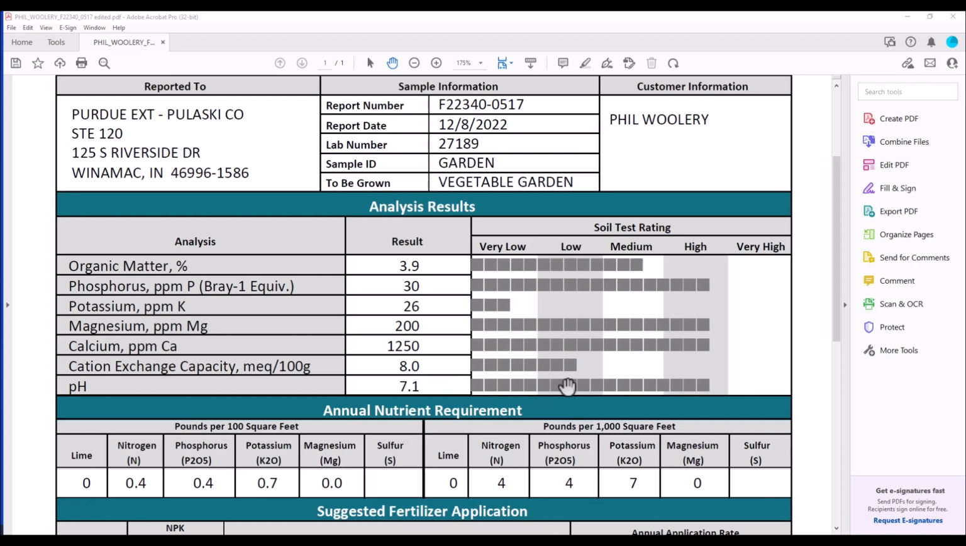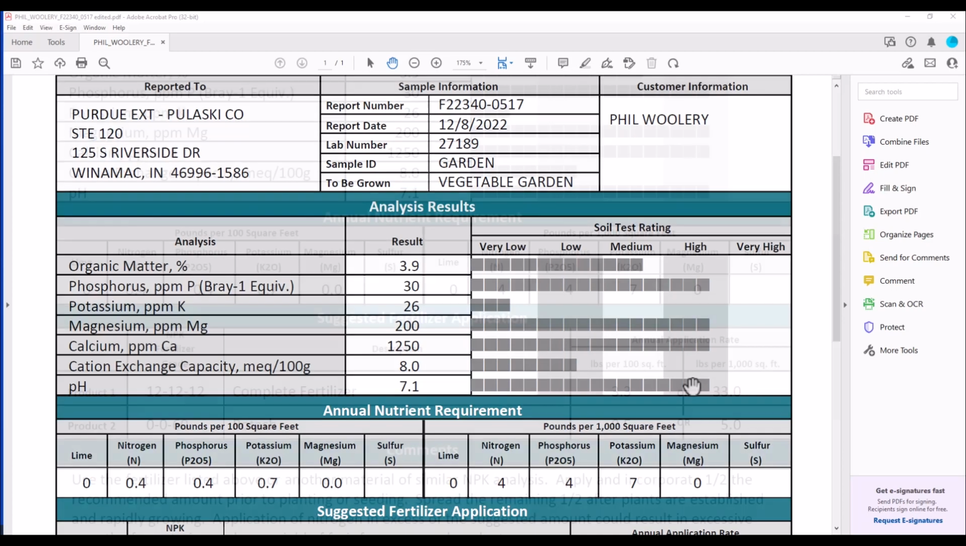Vegetable garden, 7.1 is listed as high, but it's within the acceptable range, so we're probably okay. And higher calcium is associated with higher pH. So if the pH was low, we could add lime, which is a form of calcium. Adding more calcium will increase your soil pH. So something to be aware of there.